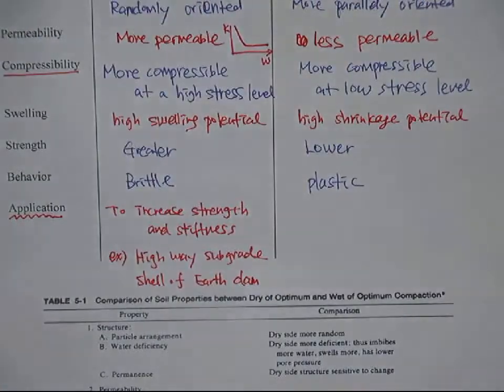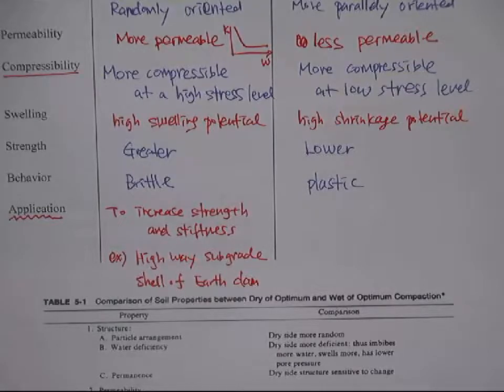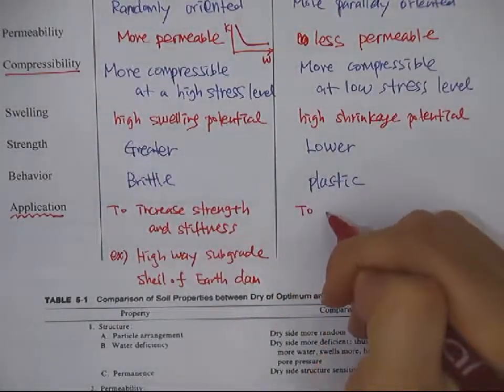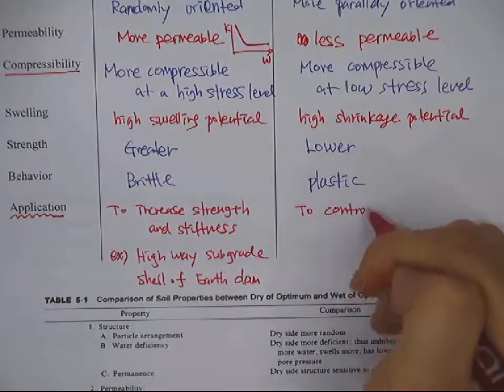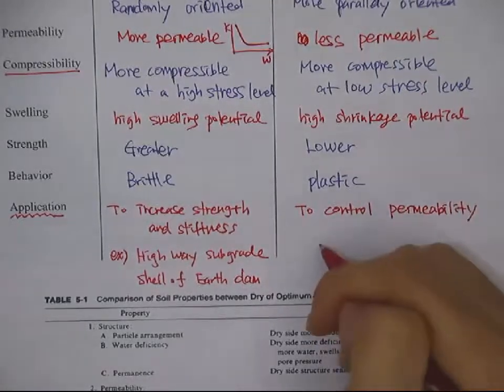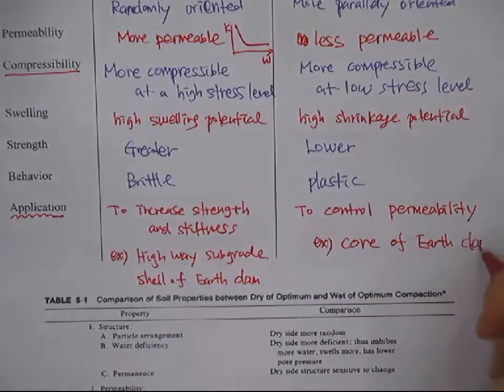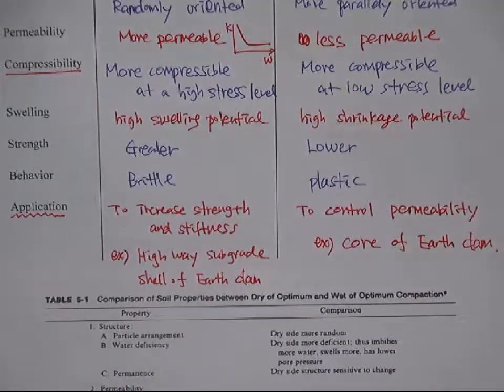And wet side compacted soil has low strength. So strength-wise, it's not good, but it has very low permeability. So it is good for controlling the permeability. The good application will be the earth dam core. Almost there.